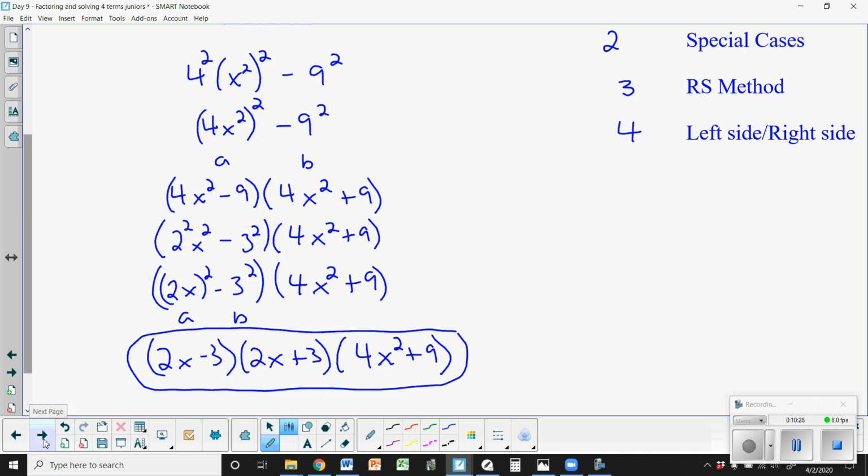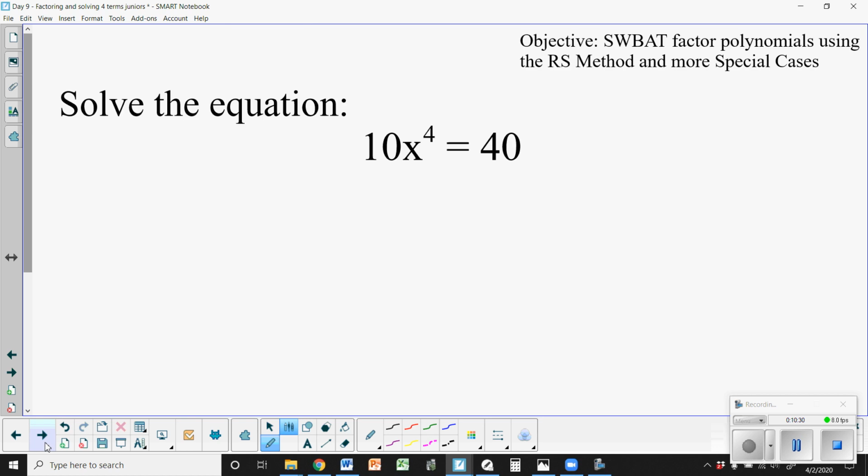All right, let's look at another problem, and this one we're actually going to solve. So we're going to solve the equation. The first thing we want to do is set it equal to 0. So let's set 10x to the fourth equals 40 equal to 0. That means we're going to subtract 40 from both sides. So if we subtract 40, we're going to have 10x to the fourth minus 40 equals 0.